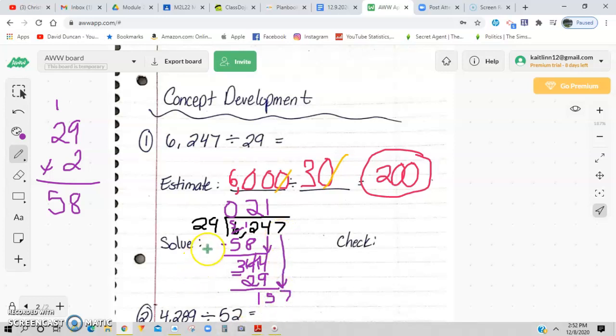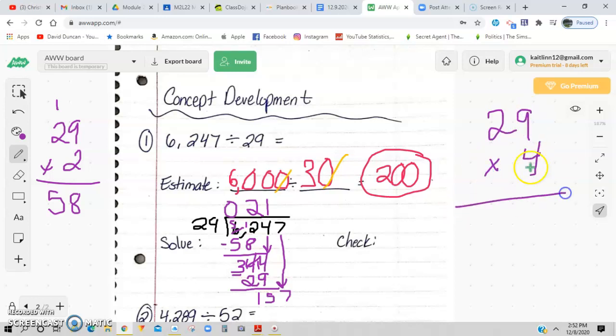So now, how many times can 29 go into 157? That's a pretty big number. Now I don't really know. I'm just going to guess. I'm going to say 3 times. I don't know. Let's try 4 times. So over here I'm going to do 29 times 4.